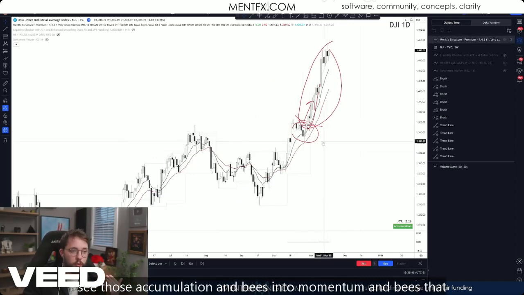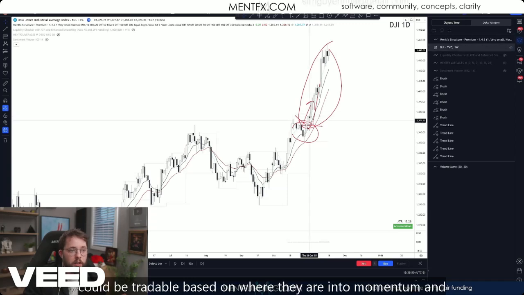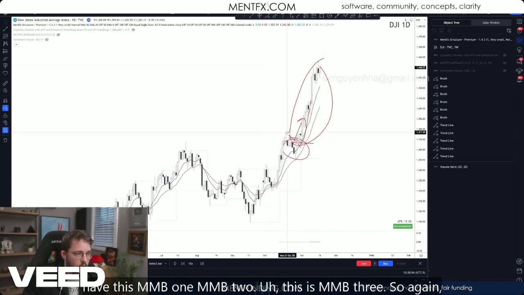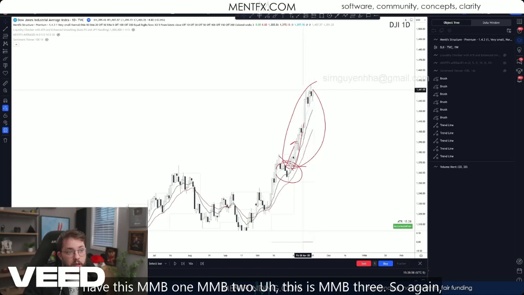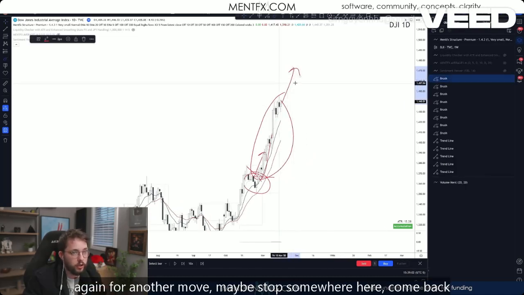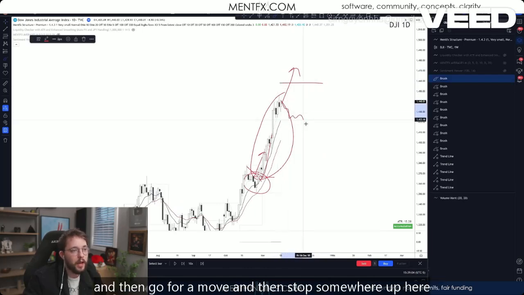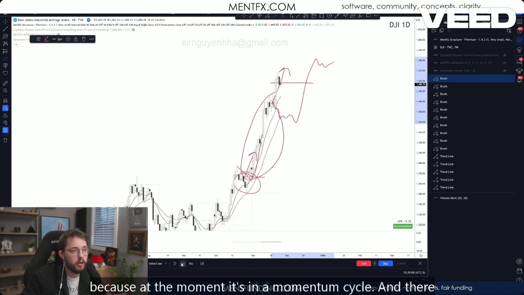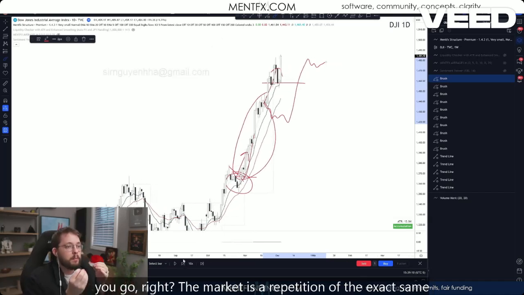You're going to see those accumulation MBs into momentum MBs that could be tradable based on where they are, into momentum MBs up here that become management, right? And then you have this MMB1, MMB2, this is MMB3. So again, the expectancy here is that this is either going to now go again for another move, maybe stop somewhere here, come back, and then go for a move, and then stop somewhere up here. Because at the moment, it's in a momentum cycle. And there you go, right? The market is a repetition of the exact same things.